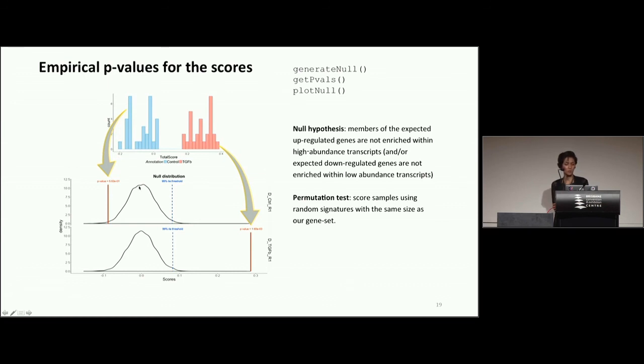So here is the null distribution for this specific sample, here is the observed score, and this is the threshold that we consider. For this specific sample here, which has a low score, it's not enriched in our signature, whereas we have a significant score for this sample here.